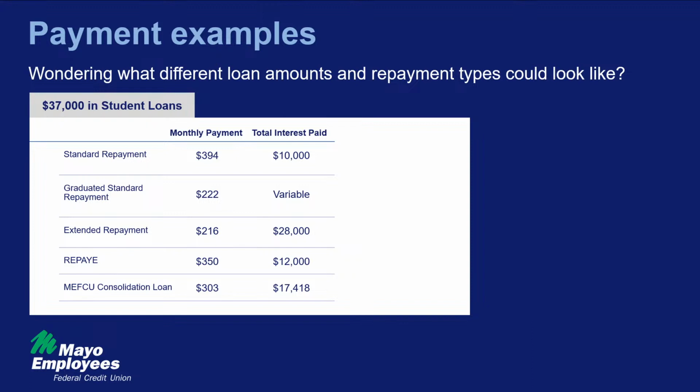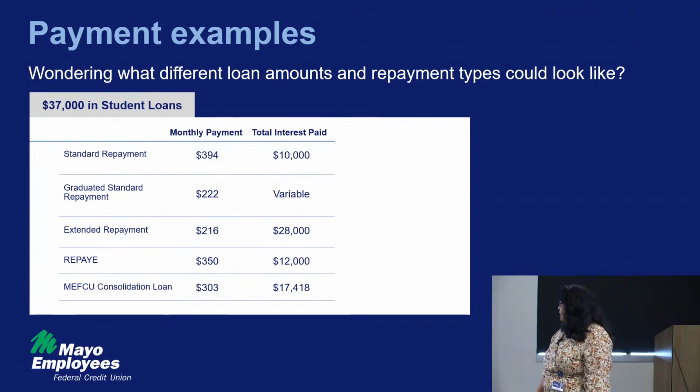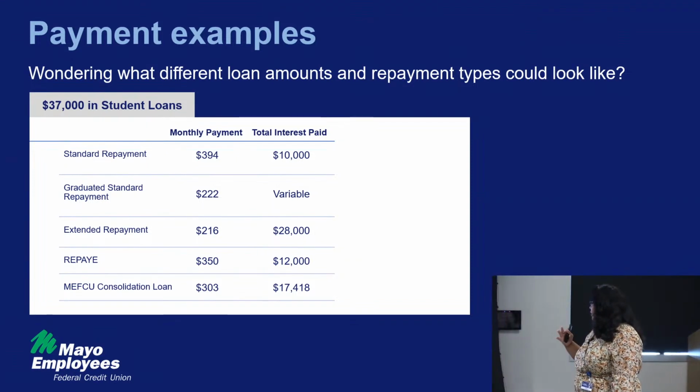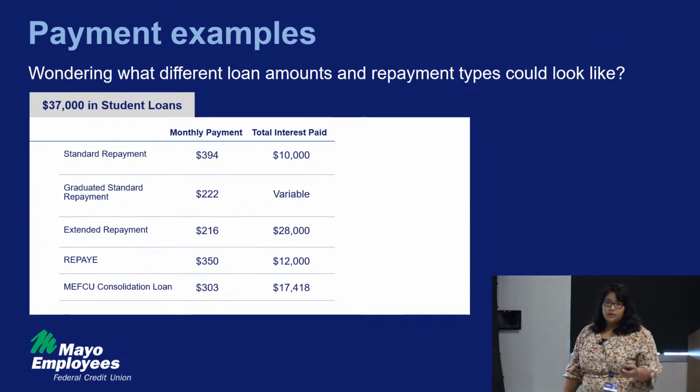In extended repayment, you can start out with $216 per month, but you're going to pay much larger interest, a total of $28,000. The REPAYE program is going to be $350 per month with a total interest paid of $12,000. And if you decide to get a consolidation loan, you might be looking at about $303 per month with a total interest of $17,418. It's going to vary based off of the interest rate that you get.